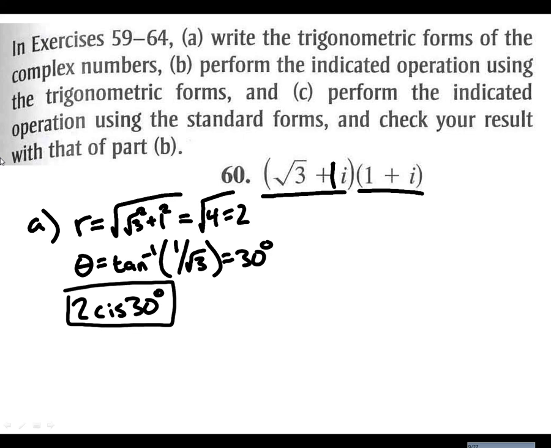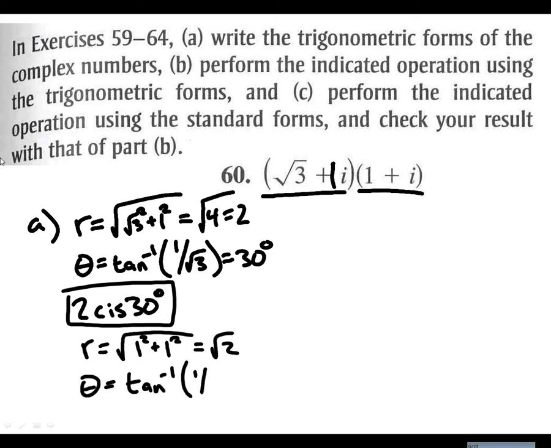The second part is our second point. So r is going to be the square root of 1 squared plus 1 squared, which is root 2. The angle is theta equals tangent inverse of 1 over 1, which is 45 degrees. So for our second complex number, we're going to turn it into rad 2 cis 45 degrees. So part A has two answers.